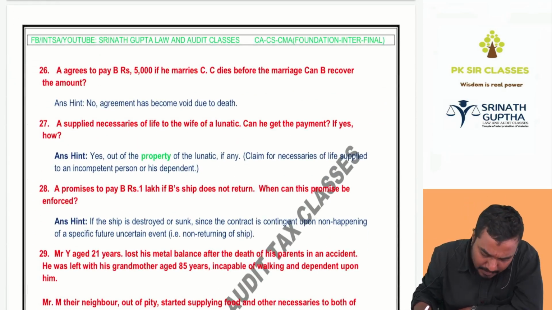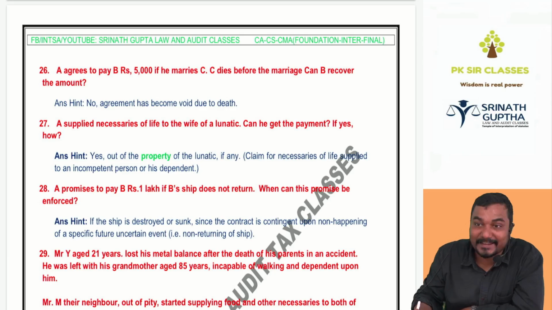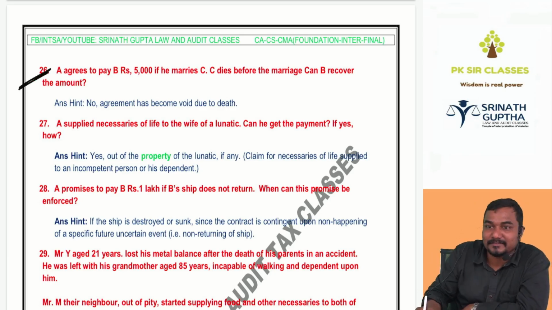A agrees to pay B 5,000 rupees if he marries C. C died before the marriage. It will become a void contract. It's not related to this chapter actually; it's related to the void contract chapter.